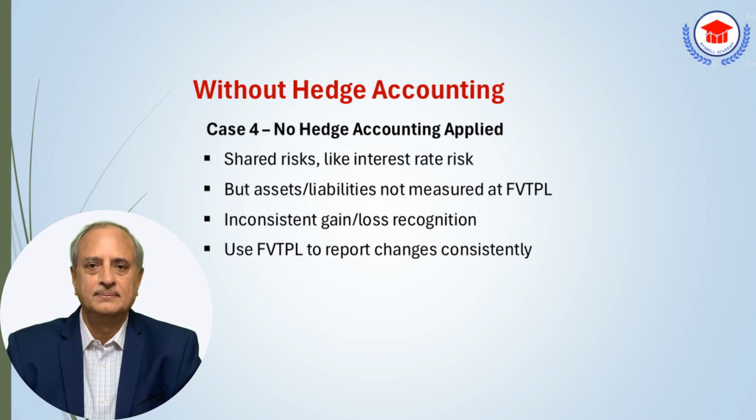Finally, there are situations where an entity doesn't follow hedge accounting. Even if financial assets and liabilities share the same risk, like interest rate risk, they might not qualify as hedging instruments because they aren't measured at FVTPL. Without hedge accounting, the gains and losses from these instruments are recognized inconsistently. To resolve this, the entity can measure both the assets and liabilities at FVTPL. This eliminates inconsistencies and ensures that fair value changes are reflected cohesively in the profit and loss account.